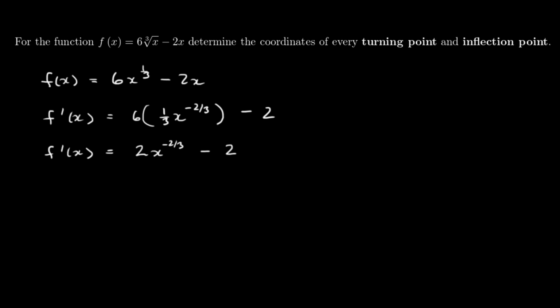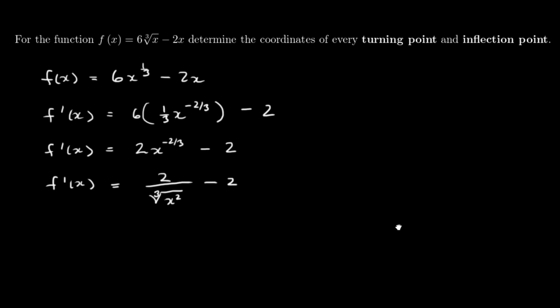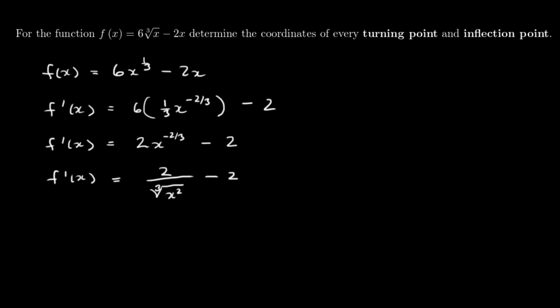So we need to figure out what makes our first derivative undefined or equal to 0. So it's probably a good idea to get rid of the negative power and rewrite this as a radical again. So this is 2 divided by the cube root of x squared. And then we have a subtract 2. So we can see one definite critical value is going to be x equals 0, because that makes our first derivative undefined. Let's see if we can make this first derivative 0, though, to see if there are any other turning points. So this will be a little bit more demanding algebraically.